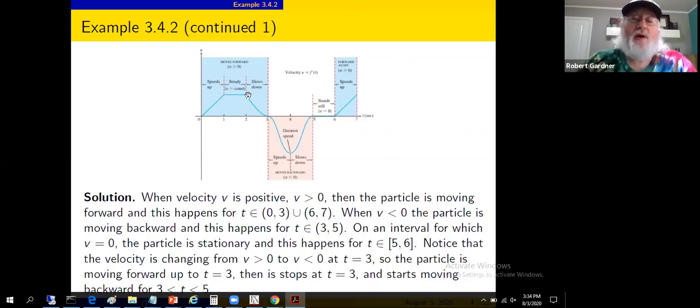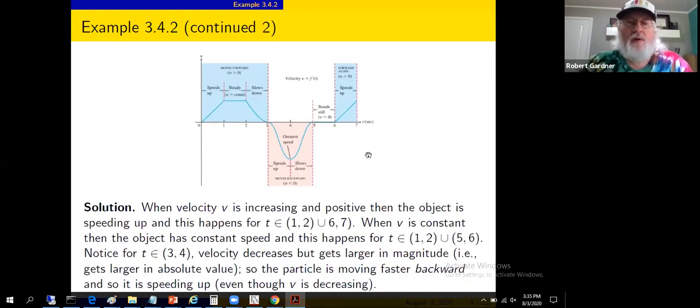Just simply based on where the velocity is positive, here and here, and where the velocity is negative, and even a little interval where the velocity is 0. Okay, let's see. When the velocity is increasing and positive, that happens here, then the object is speeding up. The velocity is getting greater. It's speeding up and moving to the right. Velocity is increasing and positive. That happens between here and here.